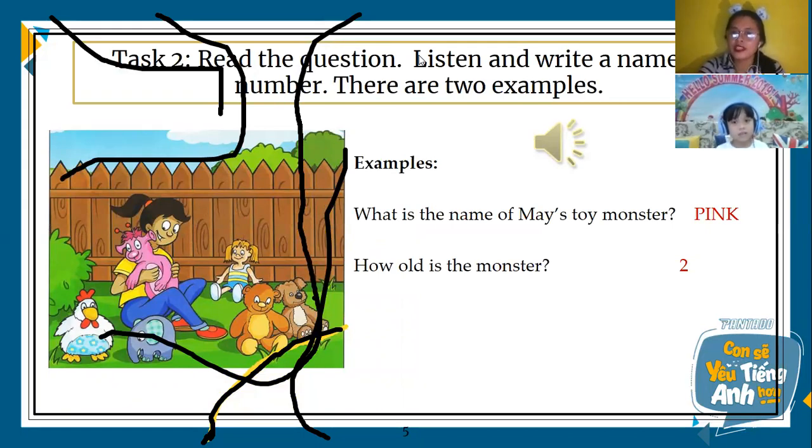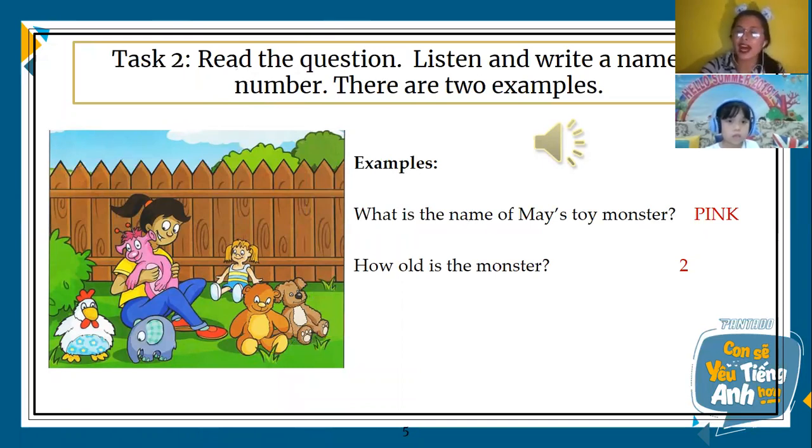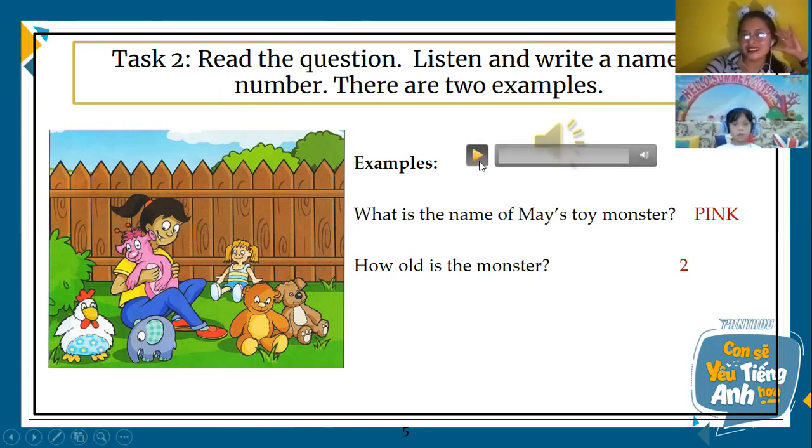Okay, what are you gonna do? Look at this. What you're gonna do there is read the question, listen and write a name or a number. And there are two examples there. You will write a name or a number. Okay? Yes. Okay, that's so great. So there is an example there and I'm gonna play it. You will just listen also.